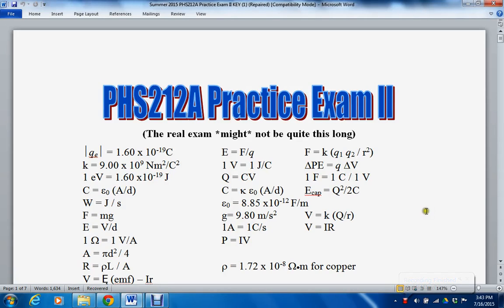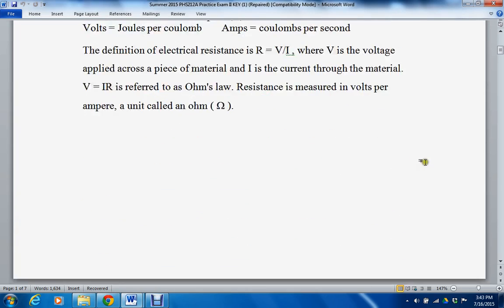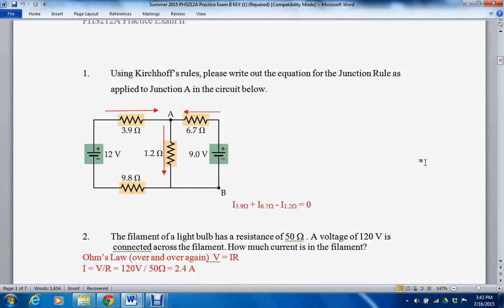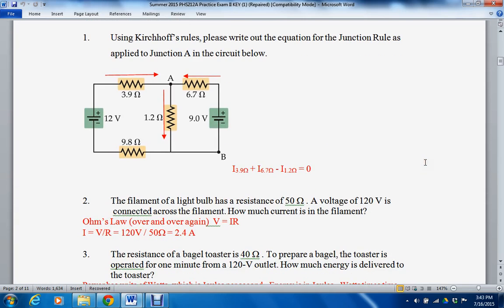Okay, so we wanted to spend a few minutes walking through practice exam 2. I'll note here that the real exam might not be quite this long, so I went a little long on the practice exam questions. Alright, Kirchhoff's rules.